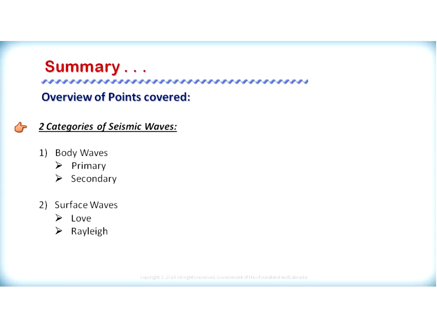Let's look at the points covered in this presentation. This presentation focused on the different types of seismic waves. And we generally have two categories of seismic waves, these being body waves, which consist of primary and secondary waves. And we also have surface waves, which consist of Love waves and Rayleigh waves. So both types of waves are released through the energy from an earthquake.